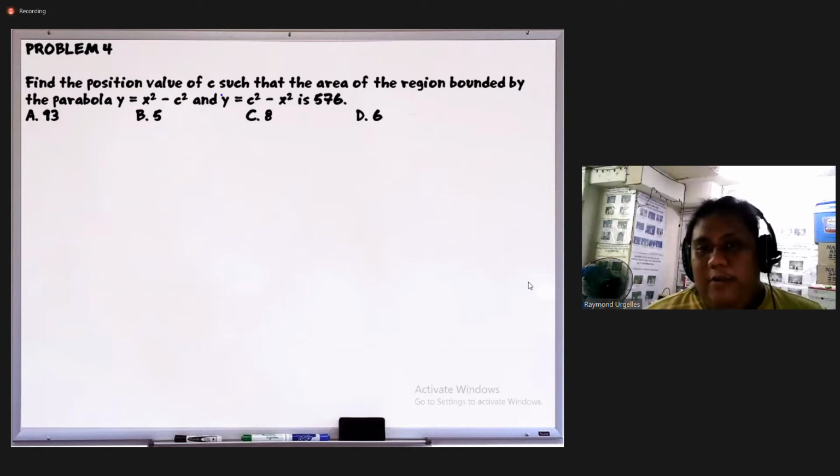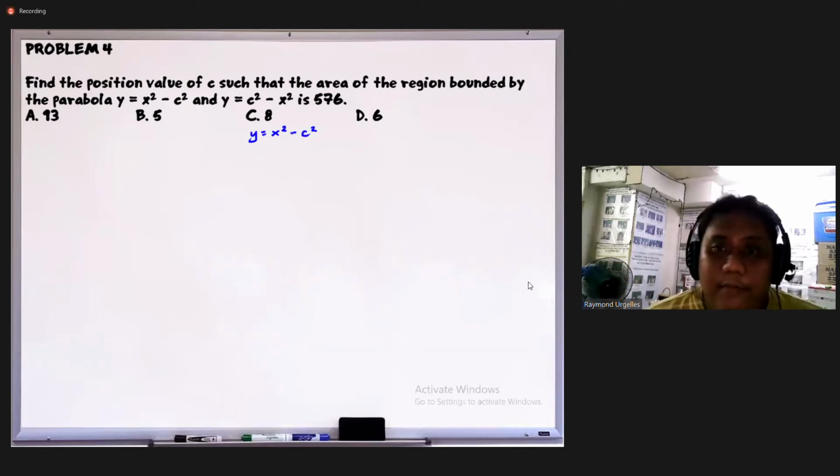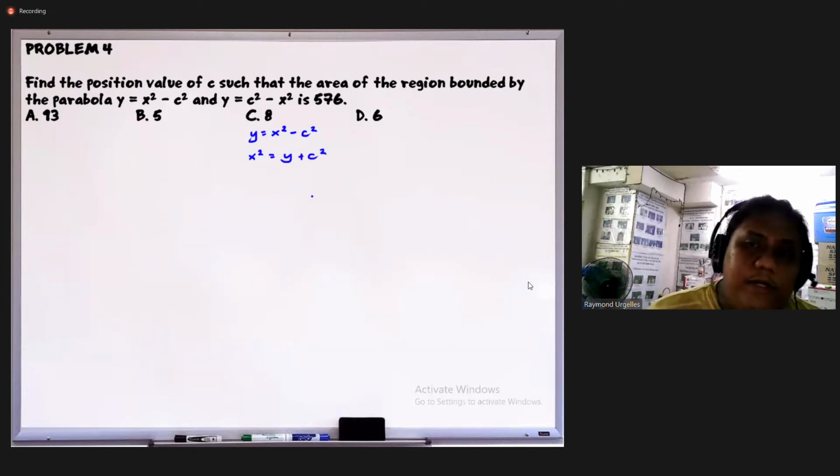So first, let's try to graph. So ang way natin sa pag-graph is kukunin muna natin yung standard form ng parabola natin. Sa standard form, naka-isolate lang yung naka-square na variable. So kaya dito yung naka-square na variable is x, diba? So we have x squared is equal to y plus c squared. Okay, so this is our standard form.